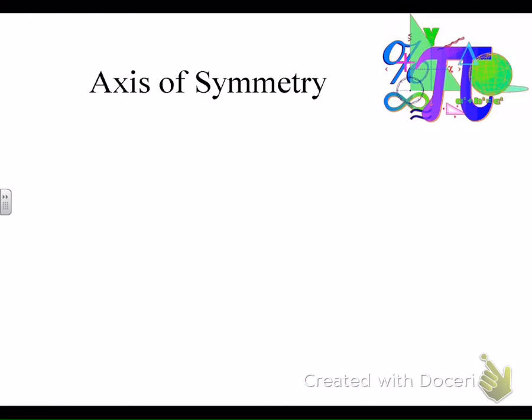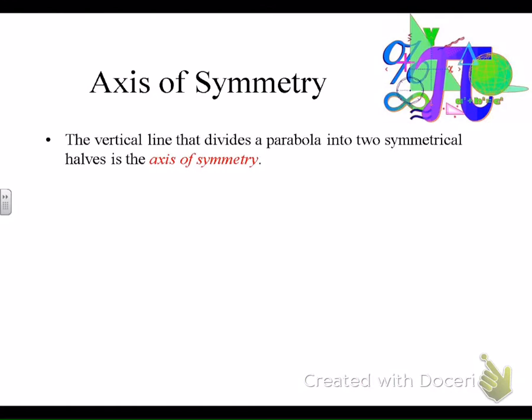Okay, axis of symmetry. We haven't really talked about this, but you know what the word symmetry means. If you think back to when you talked about figures that show symmetry or lines of symmetry, that means it cuts the figure into two equal pieces, or if I fold something symmetrical in half, it overlaps itself. So the vertical line that divides a parabola into two symmetrical halves is called the axis of symmetry.